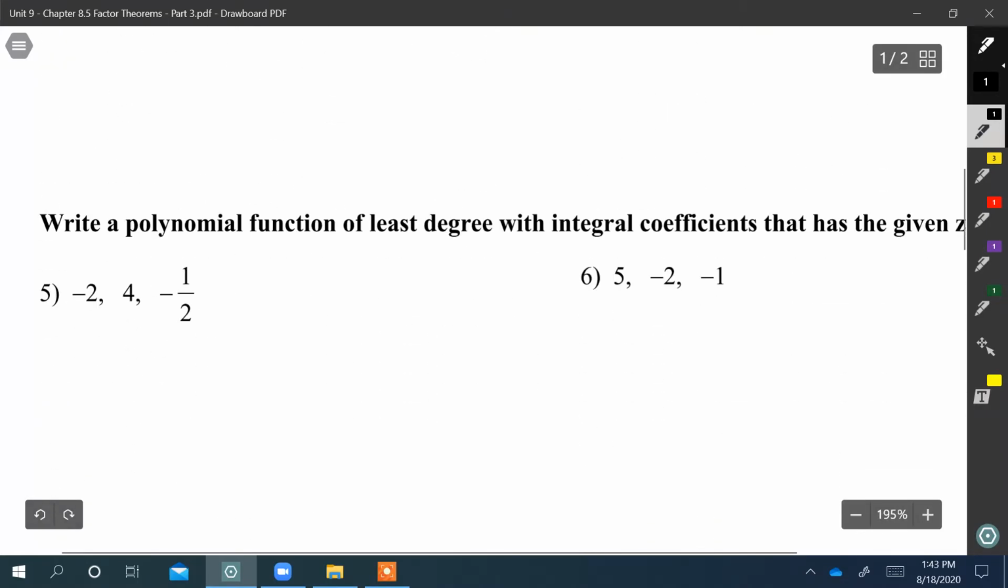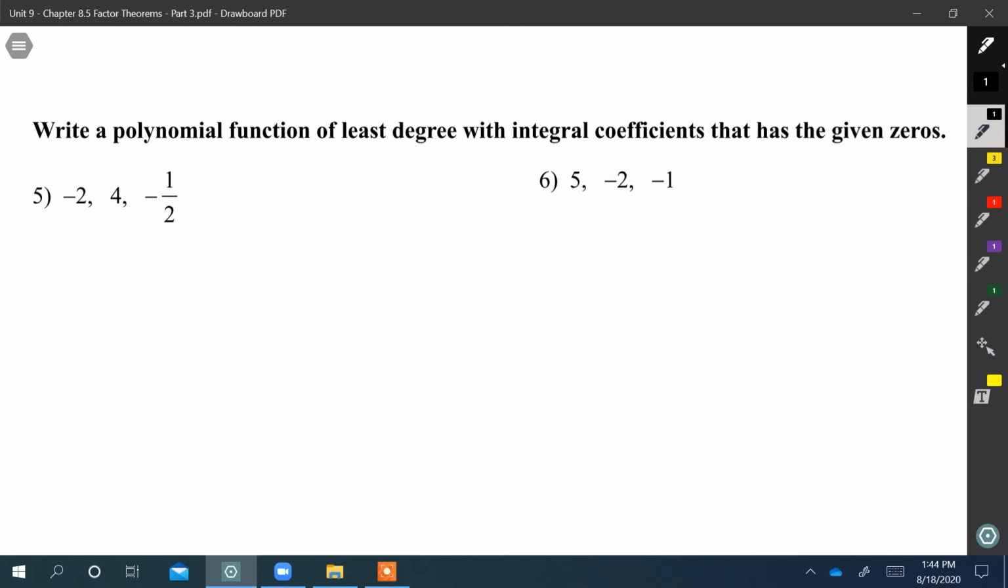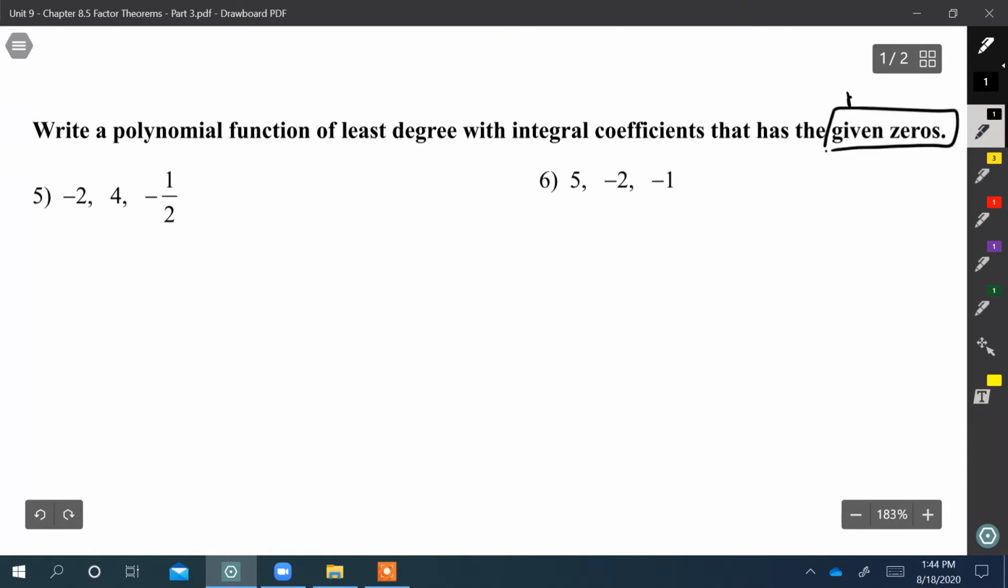Alright. On the homework, you're also going to find this problem here. It says write a polynomial function of least degree with integral coefficients that have the given zeros. So what they mean by given zeros is, this we also call roots.